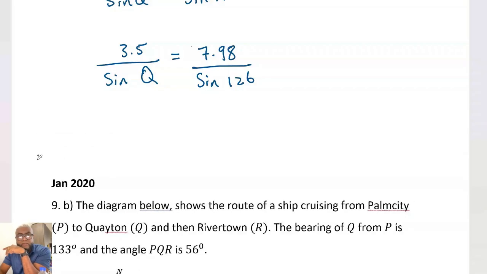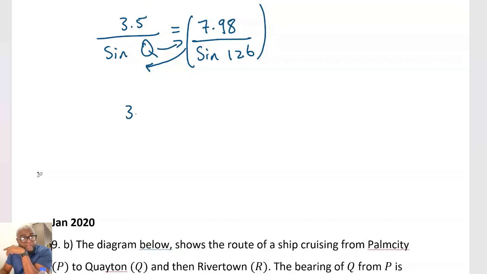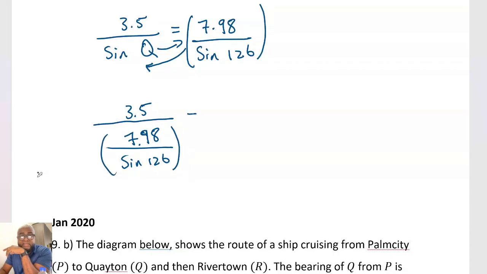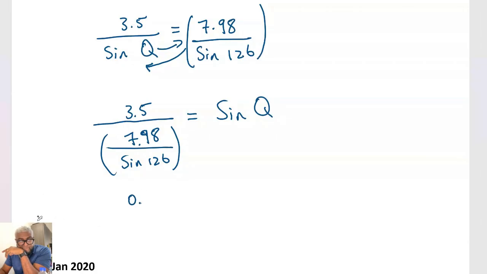What are we moving where? Talk to me. We're moving this here and we're moving this there. Agreed? So watch the movement. 3.5 goes nowhere, all over 7.98 divided by sine 126 in brackets is equal to sine capital Q. Somebody tell me what we're getting there. 0.35 is equal to sine Q.